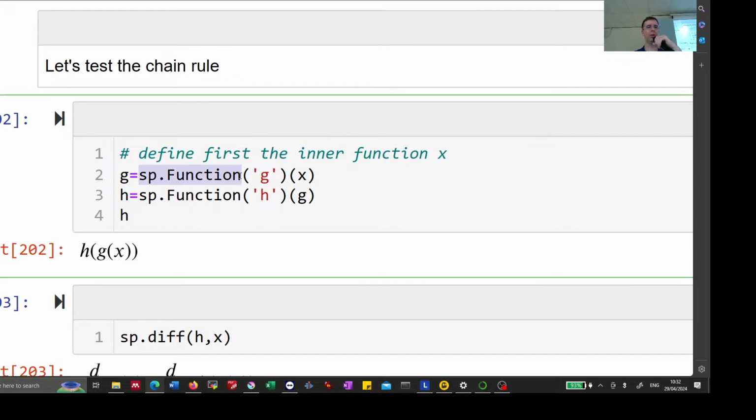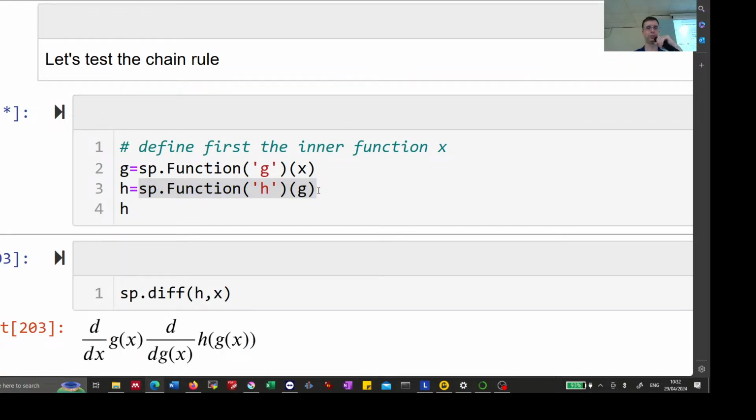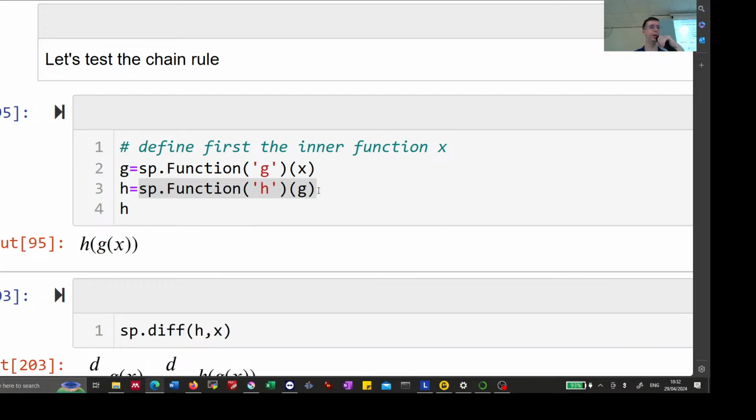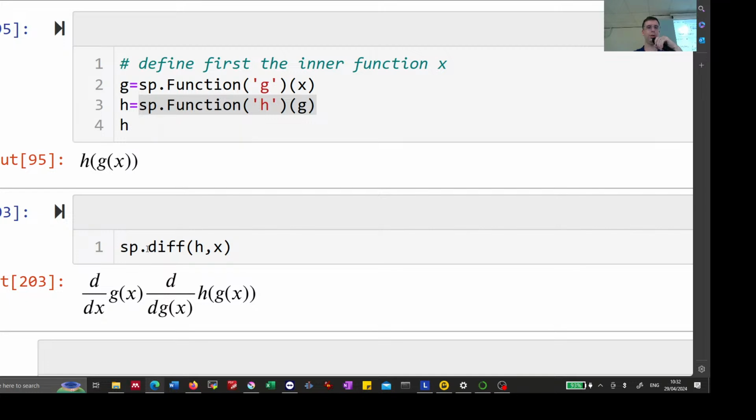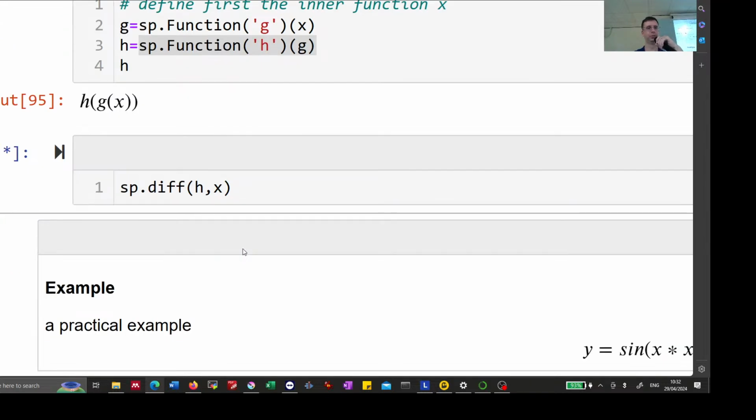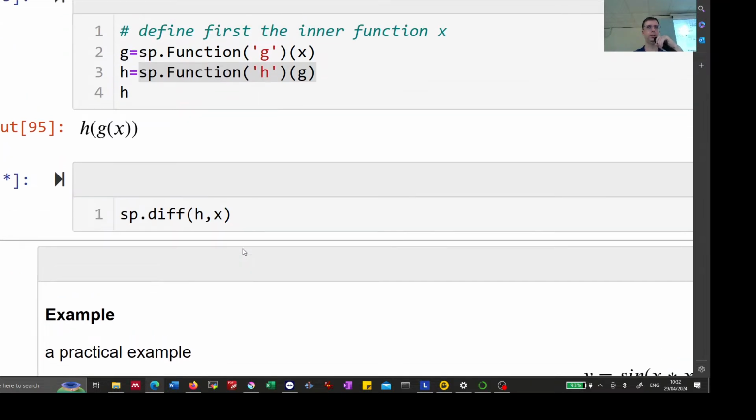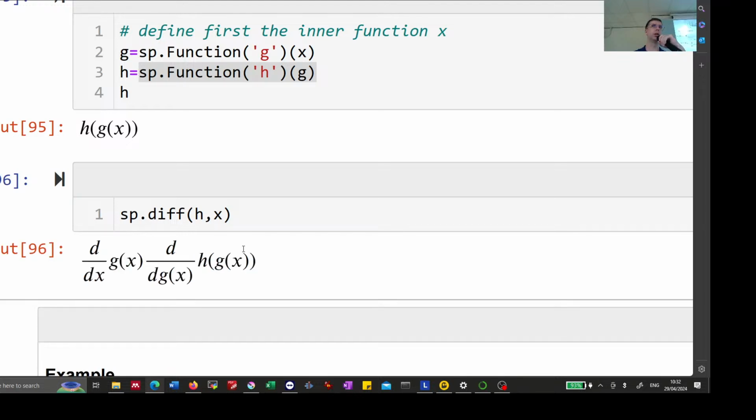Okay, so we have here a function g that depends on x, and we have a function h that depends on g. Right? So the inner function is g of x, and the outer function is h of g. Let's check if we did this correct. Looks good, right? So now when we take the derivative of h with respect to x, can we do that? And I assume you remember the chain rule, right?